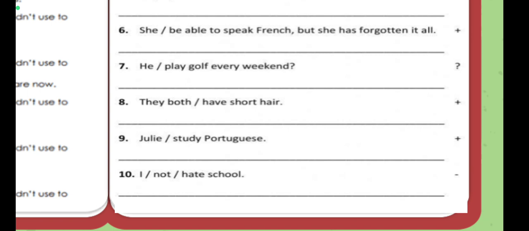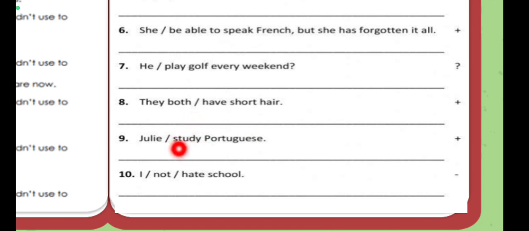Yes, teacher. Can you do the number 9 and 10? Yes. Yuli used to study Portuguese. And I didn't used to hate school. Awesome job. Really good. Just be careful with the pronunciation of these words.